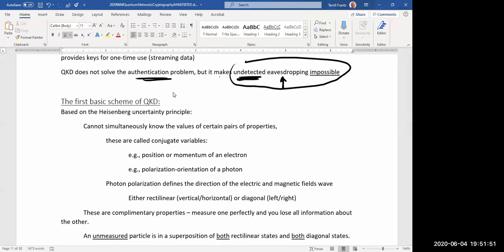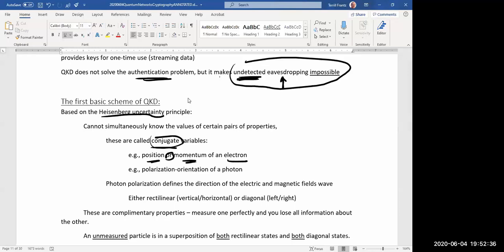So there's two basic schemes. The first one is based on the Heisenberg uncertainty principle, and that is where you cannot simultaneously know the values of certain pairs of properties. And by the way, they're called conjugate variables. I don't know yet the relationship between the conjugate when it comes to a complex number and a conjugate variable, but I'll figure that out eventually. But I'm sure there's overlap in what the word conjugate actually means. So for example, you cannot know the position and the momentum of an electron. You know either one or the other.